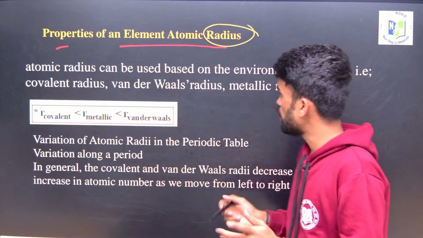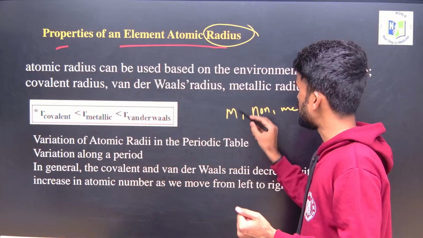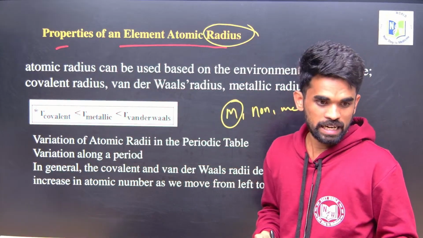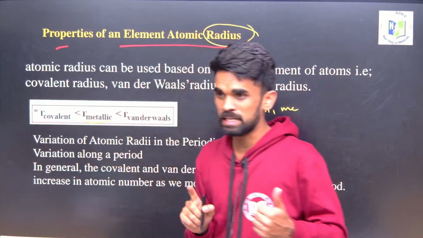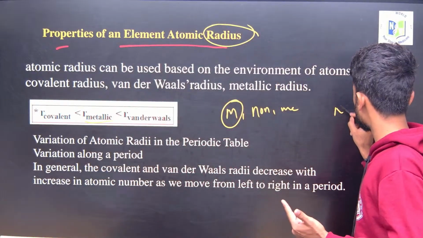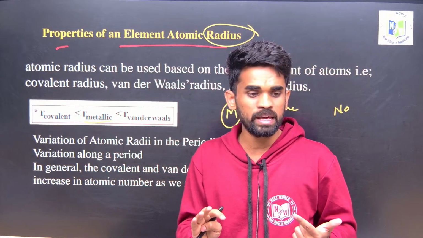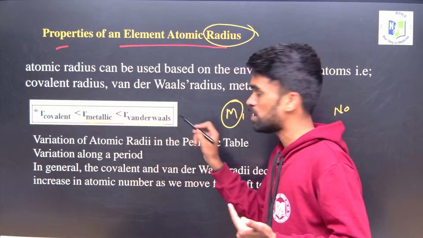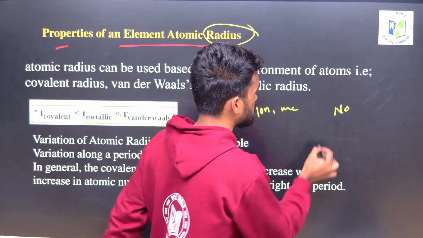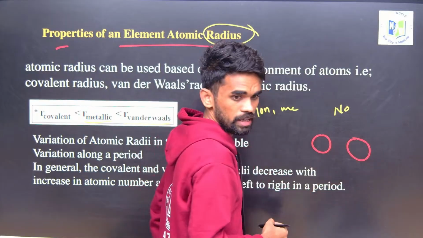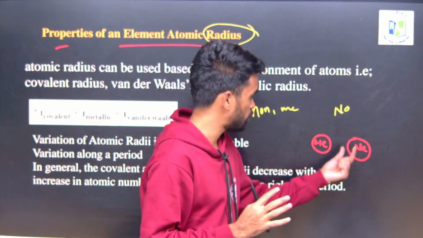Okay, in the periodic table we have different elements: metals, non-metals and metalloids. For metals we use metallic radius to express their size. For noble gases, they won't react with any other species. They are very stable. Therefore, their radius is expressed in terms of van der Waals radius. Why van der Waals radius? Noble gases exist in their atomic form only. Like helium gas or neon gas, they do not react with anything, they stay in atomic form.